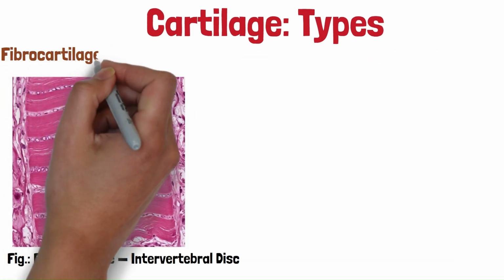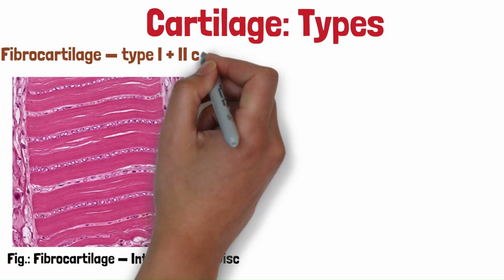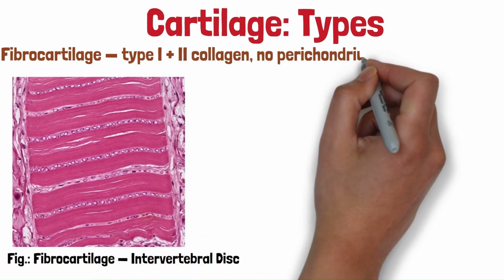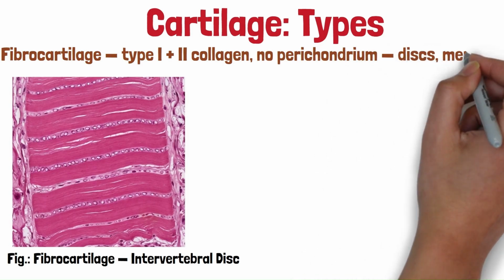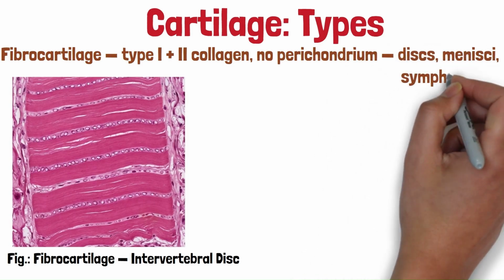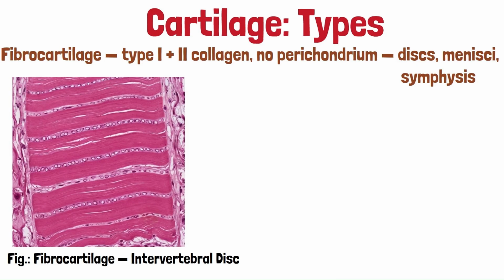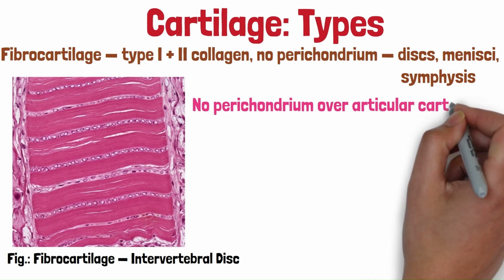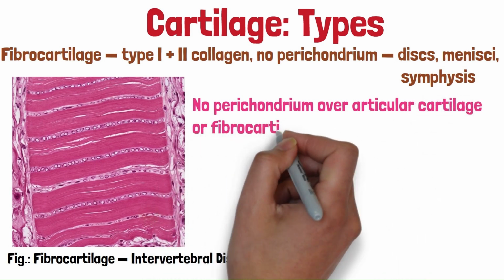Fibrocartilage is different. It has both type 1 and type 2 collagen. It has no perichondrium at all, and its chondrocytes line up in rows. You'll find it in intervertebral discs, the pubic symphysis, menisci, and tendon bone junctions. And remember, articular cartilage and fibrocartilage are the two places without a perichondrium.